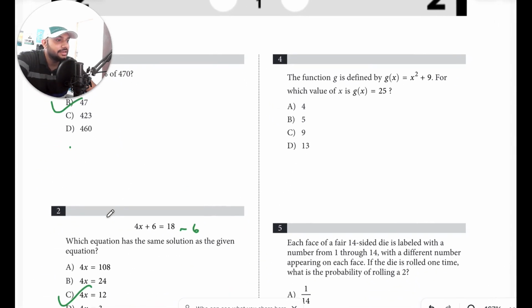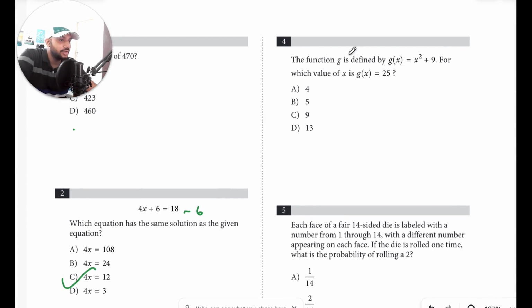The function g is defined by g of x is equal to x square plus 9. For what value of x is g of x equal to 25? That means 25 is equal to x square plus 9, x square is equal to 25 minus 9, that is 16, x is equal to 4.